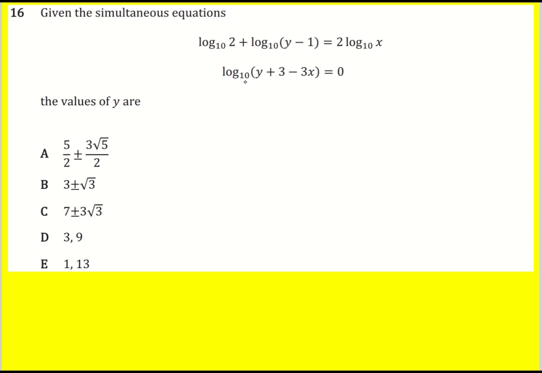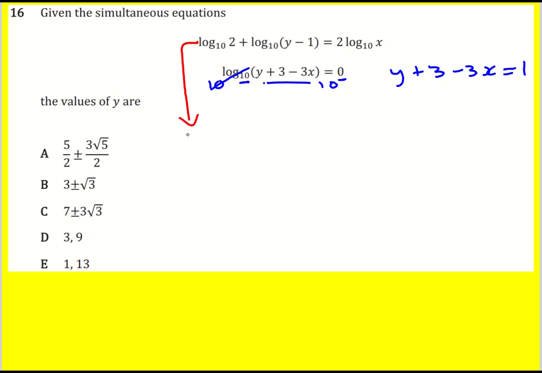So when you have a log, it's going to be the base to the power of this one on the right that equals the rest of it. And 10 to the 0 is 1. So I can go straight there and write y plus 3 minus 3x equals 1. I'll just leave it like that for the moment. You could alternatively raise both sides to the power of 10, and these two would cancel, and then we'd get the same thing. Let's take a look at the second one.